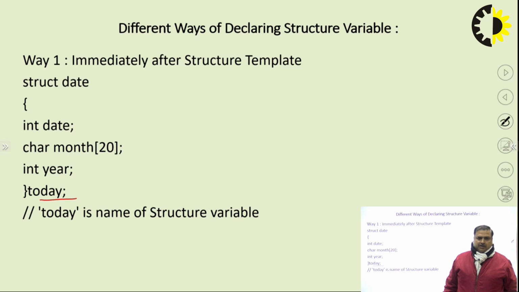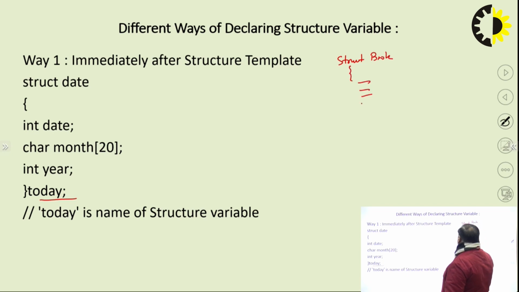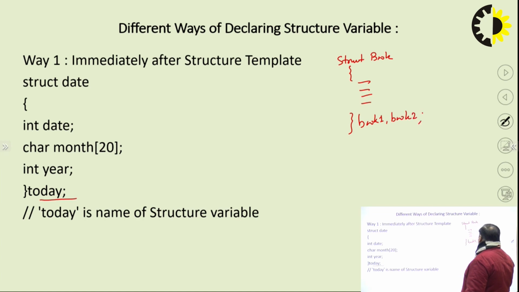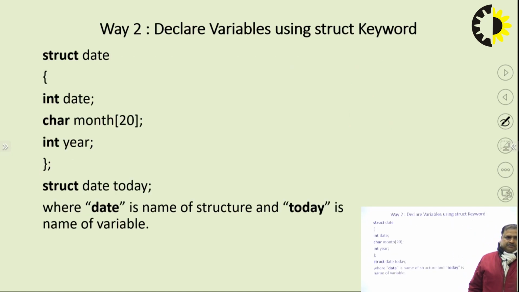So we can create a variable just after the closing bracket and before the semicolon. For example, struct book, which we created earlier, having some data members, and I can create book1, book2 semicolon. So what we have done, we have created two variables of type book. So this is one way of creating variables for a structure.